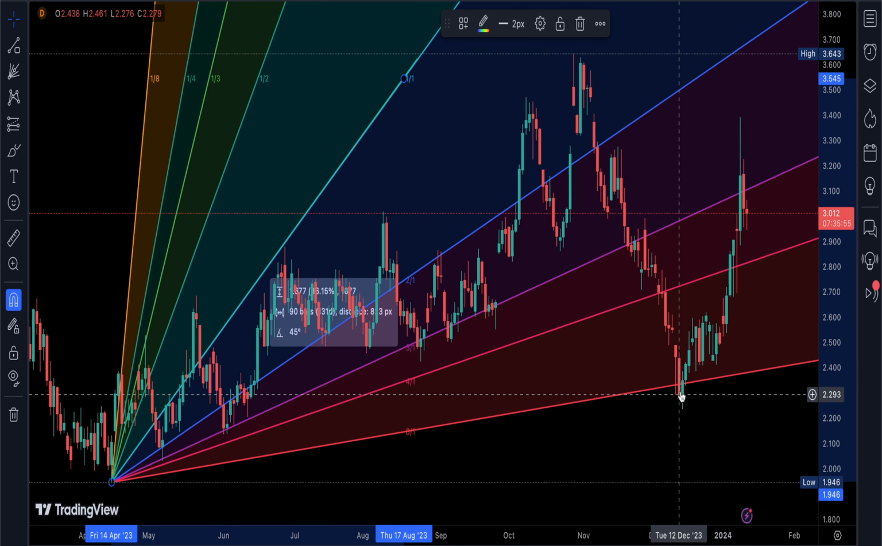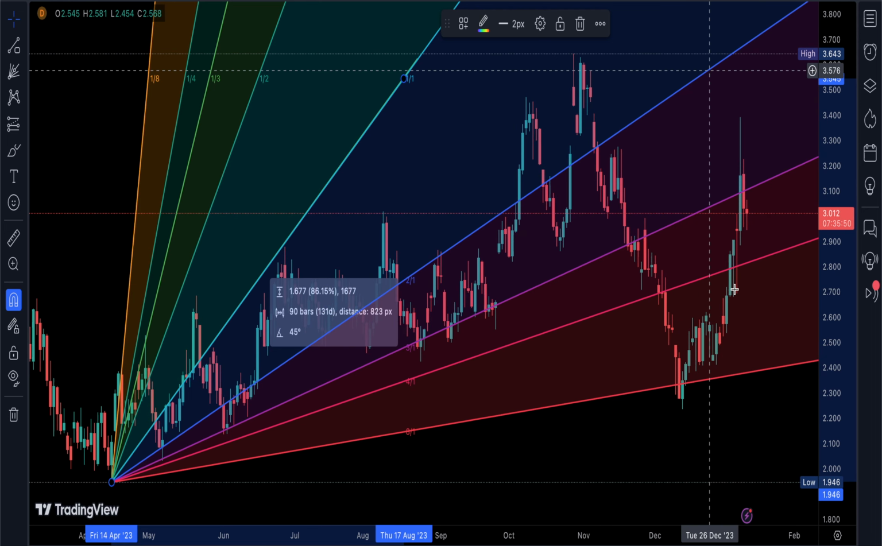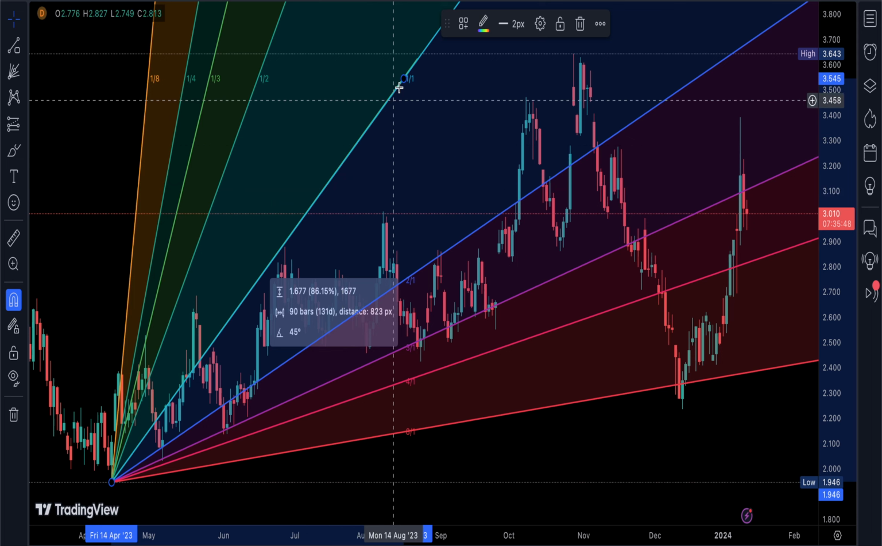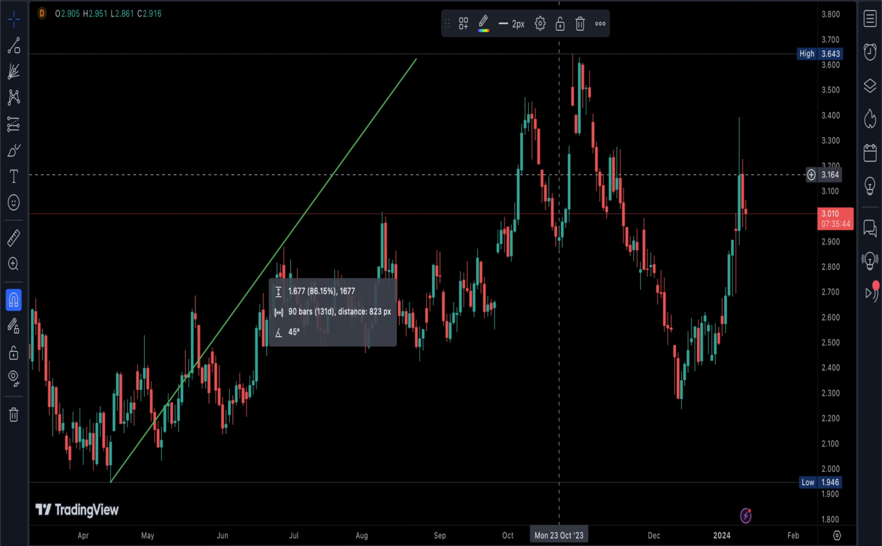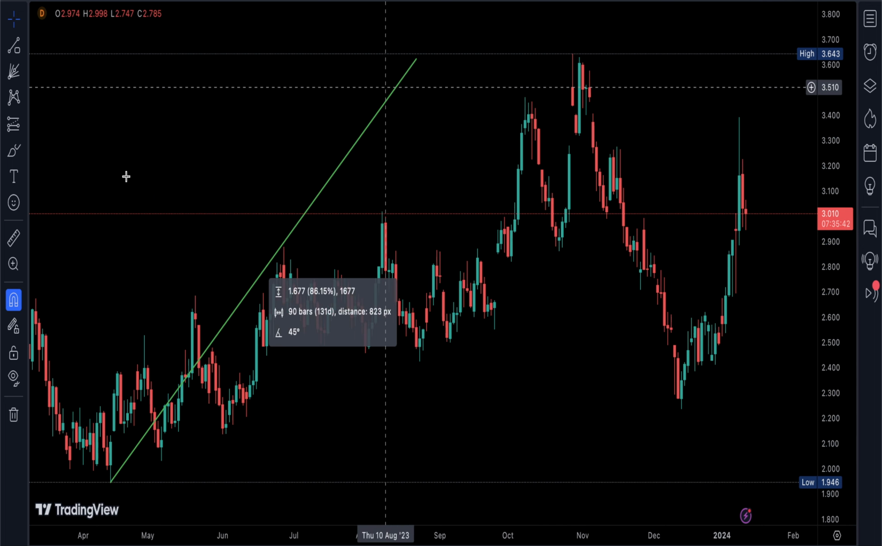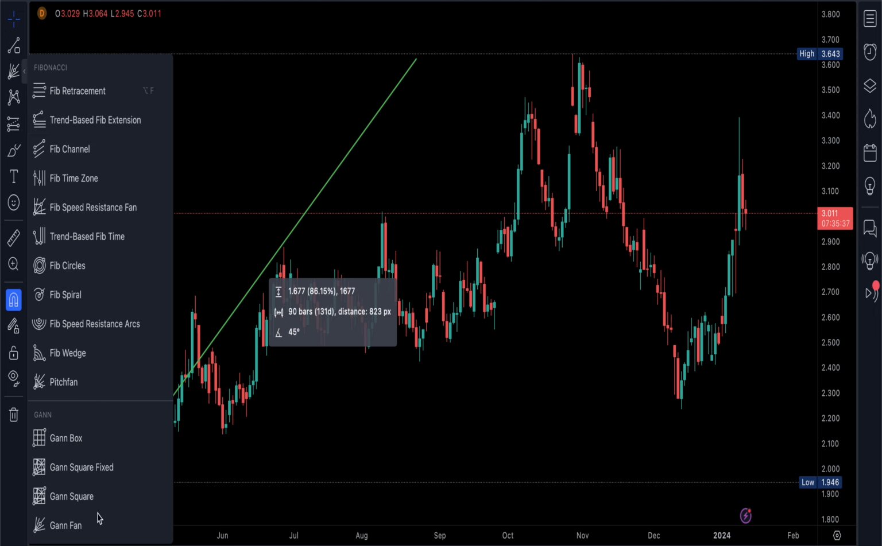It broke right through the 1x8, and it's not really kissing any of these angles. But as of what I'm seeing here, this is the 45 degrees. So we'll delete this one. I'll still leave that 45 there. And that was the Gann fan.